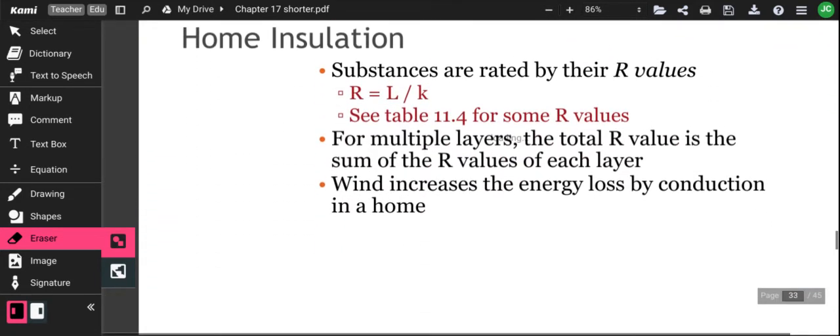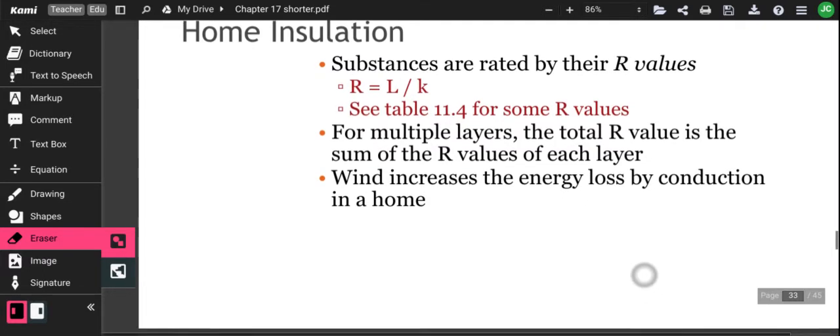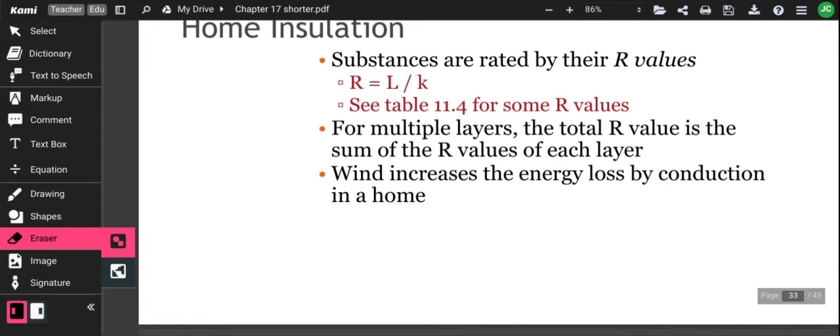There's an equation that describes the R value. The R value that we find in insulation is the thickness divided by the constant of the material. And so we can have insulation R values. Since the insulation is the same material, the K value is the same. To get a bigger R, we just have a bigger thickness.